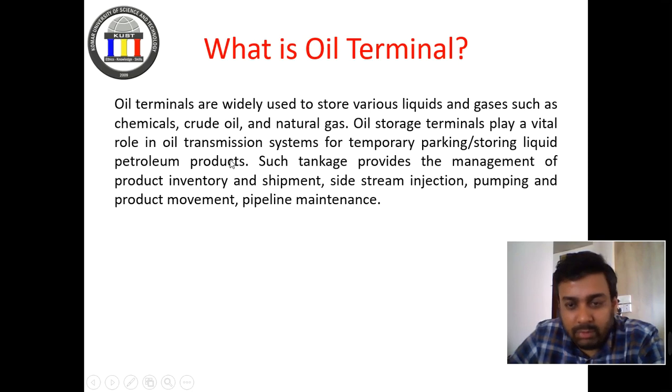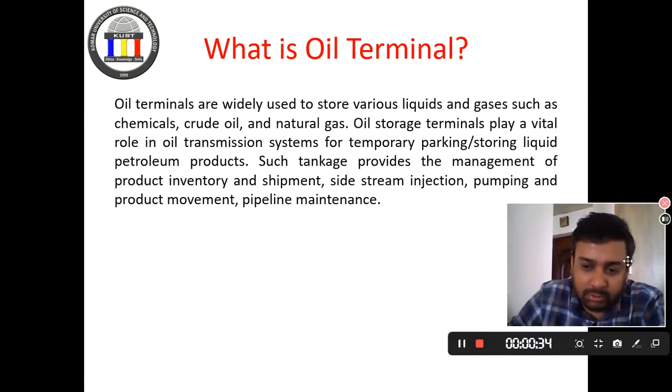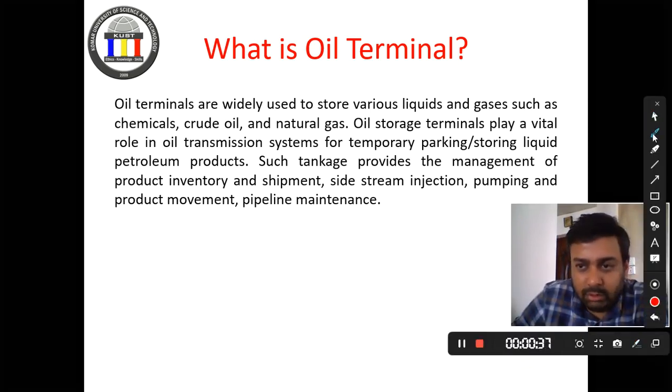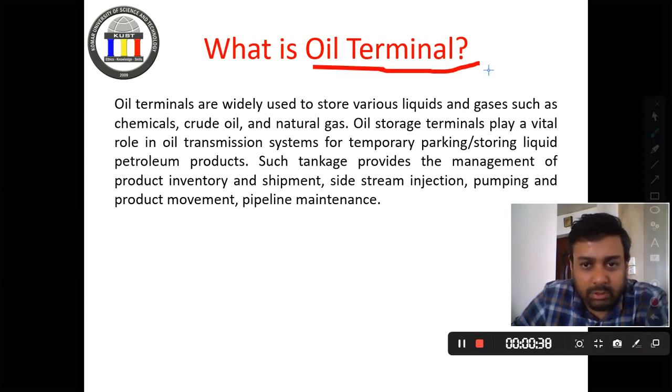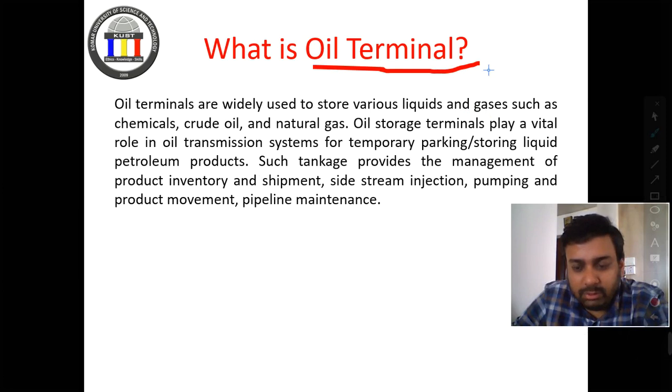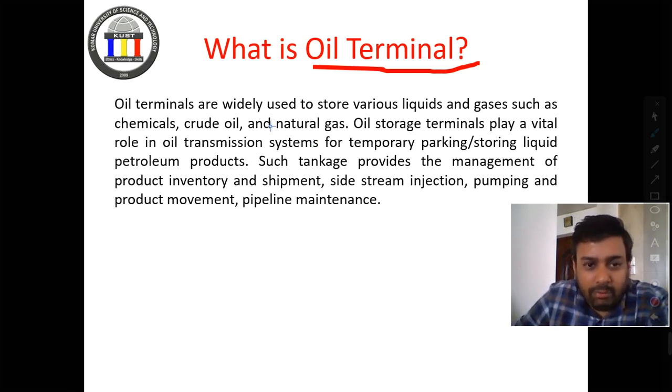Well, first of all, we have to understand the terminology here, which we call oil terminals. What are oil terminals? Well, an oil terminal is a place where we have lots of storage for oil and gas. When we have two or three big storage tanks, we call it an oil terminal. It's as simple as that. We define it as a place to store various liquids and gases.